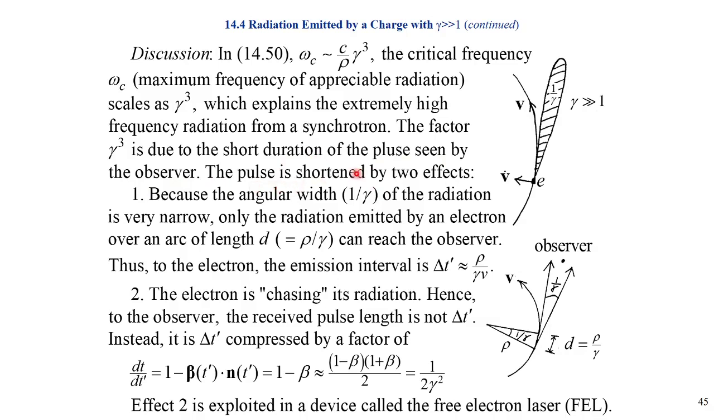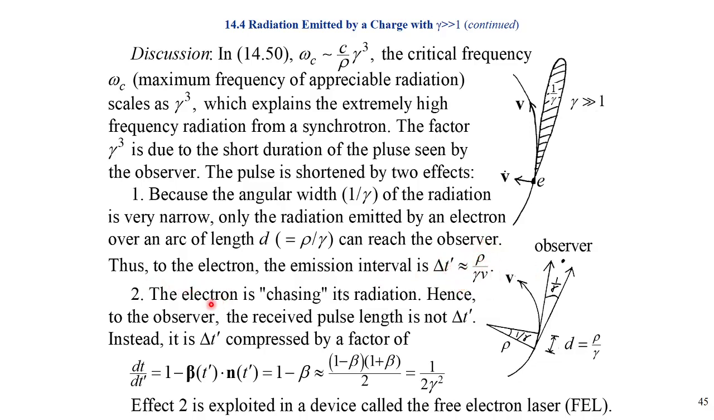The pulse is shortened by two effects. One, the angular width of the radiation is very narrow. Only the radiation emitted by the electron over an arc of length d can reach the observer. Thus, to the electron, the emission interval is delta t prime, approximately equal to rho over gamma v.